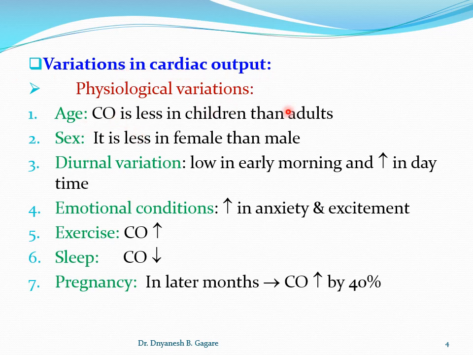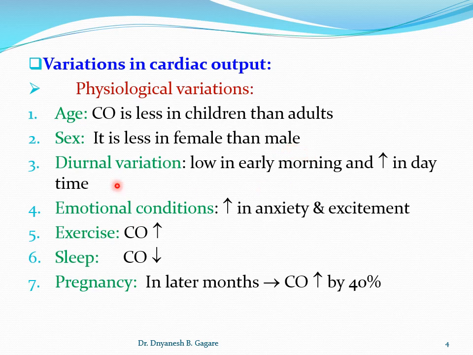Physiological variations and pathological variations. What are the physiological variations? When you are writing the answer to a long question, you always write these variations, physiological and pathological variations in the cardiac output. Normal cardiac output, I told you, is 5 to 6 liters. According to age, cardiac output changes. Cardiac output is less in children as compared to adults. According to age, it increases.